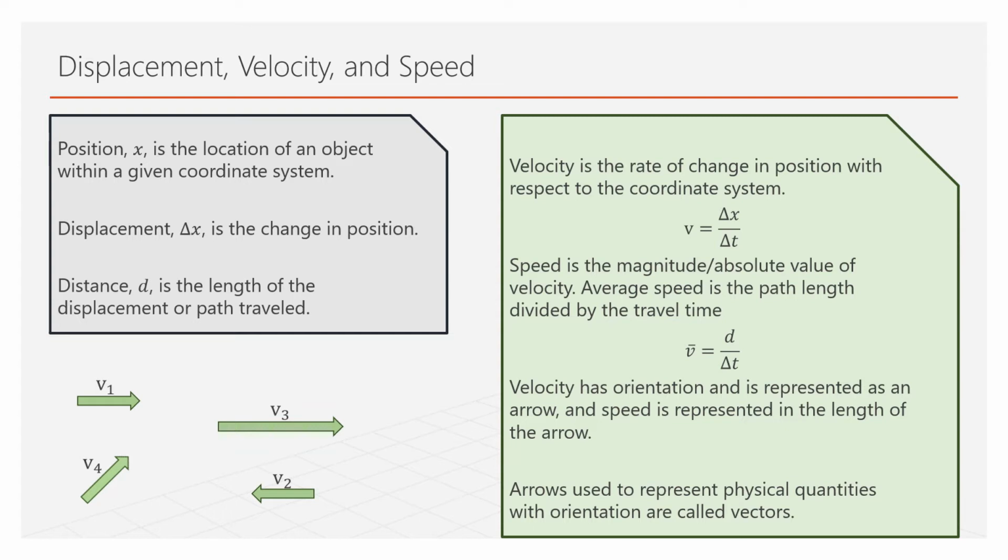Velocity vectors 1 and 3 are moving in the same direction, which is to the right. However, velocity vector 3 is much longer, and so therefore has a higher speed than velocity vector 1. Velocity vector 2 is moving to the left, and so we say it is moving in the opposite direction as velocity vector 1. Velocity vector 4 is moving upward at a 45-degree angle.